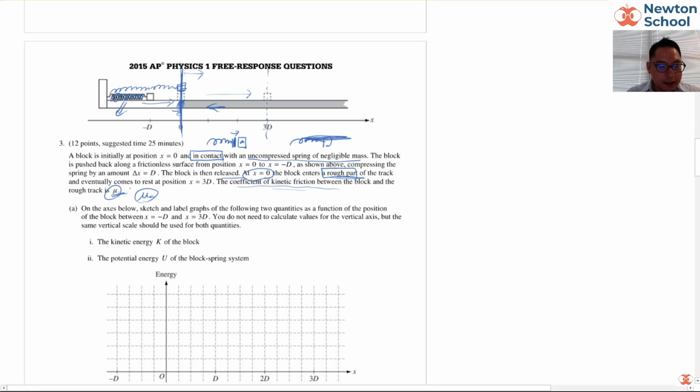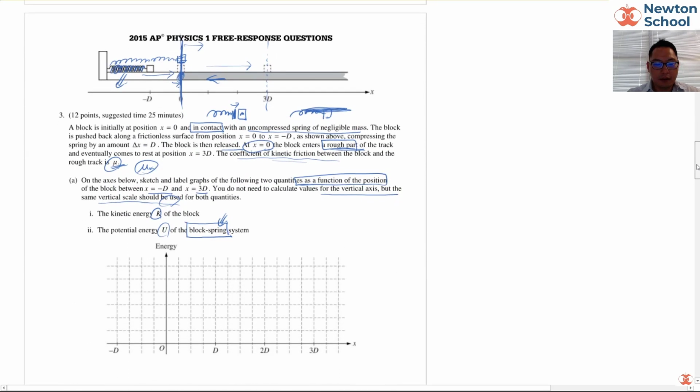Now, on the axis below, sketch and label the following two quantities as a function of position, okay? This is function of position, not function of time. From negative d to 3d. You do not need to calculate the values, okay? But same vertical scale, so you have to scale it. You don't have to get the numbers out. You can't really get the number because it's a variable now. But you have to scale it, okay? The kinetic energy of the block, and the potential energy of the block-spring system, okay? That's the potential energy. So basically, that's energy stored in the spring.